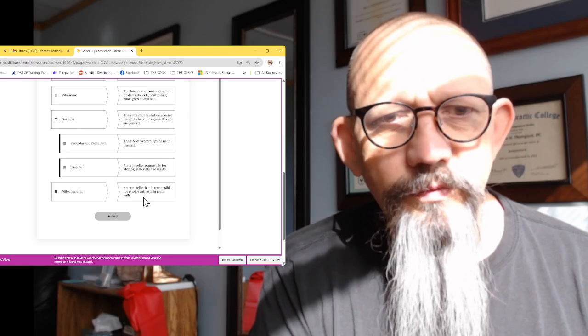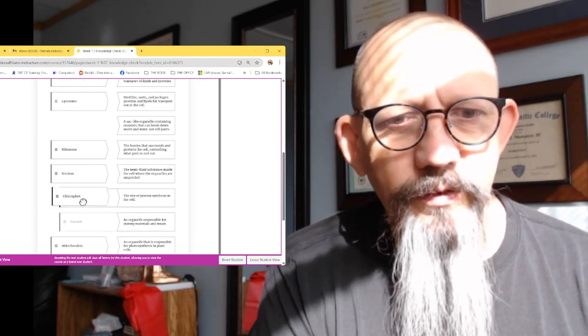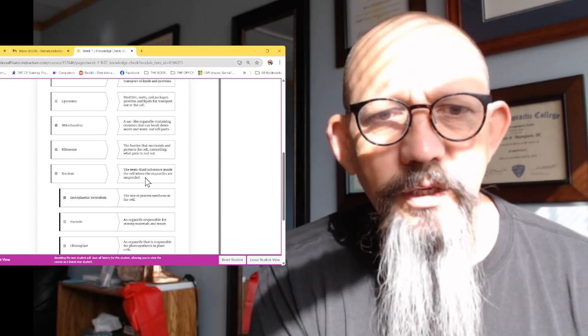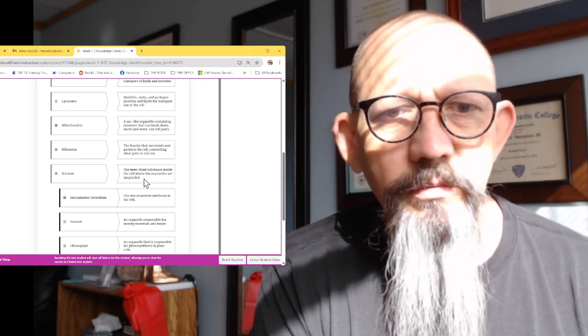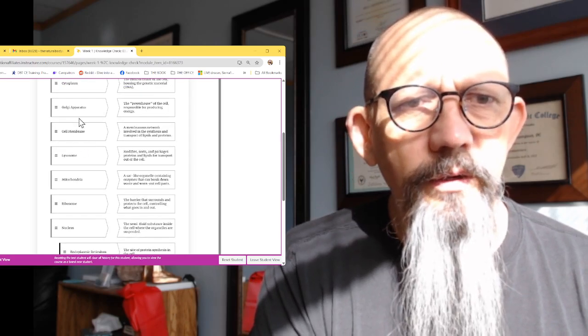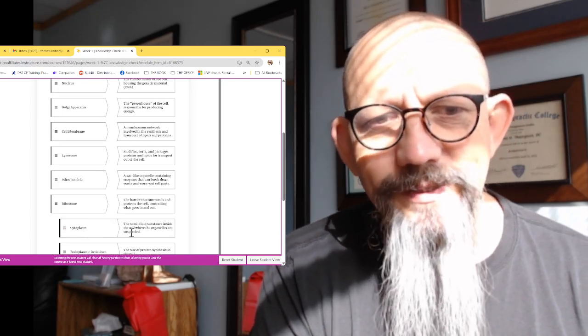Organelle that is responsible for photosynthesis. Where did that one go? That's the chloroplast right there. Pink. And what's this one? Semi-fluid inside a cell with organelles suspended. Oh, that's our, where did it go? There's our semi-fluid. There we go. Semi-fluid inside the cell.